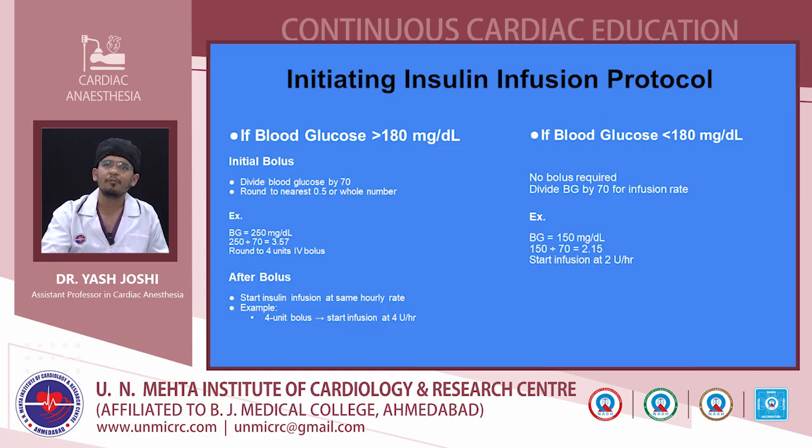So the insulin infusion is started at the same rate, that is, we will give the 4 units bolus and start the insulin infusion at 4 ml per hour. If the blood glucose level is below 180 mg per deciliter, there is no need for the bolus dose and we will just start the insulin infusion. So in the current example, we'll just start the insulin infusion at 4 units per hour.